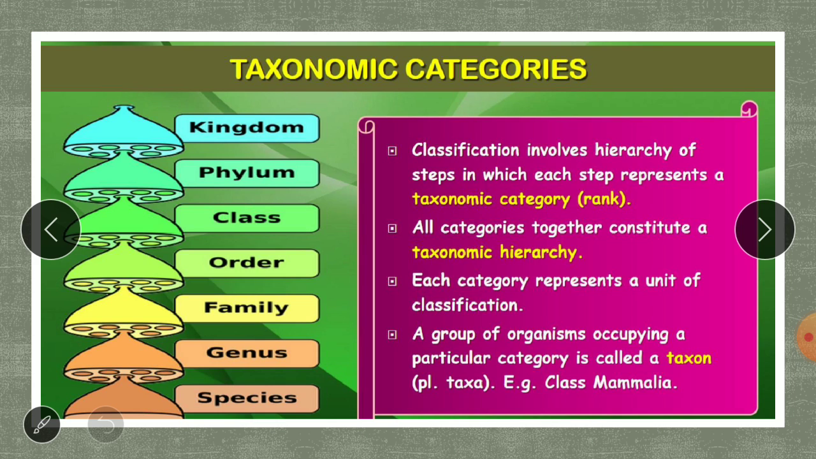Today we are starting with taxonomic categories. Before going to taxonomic categories, let us first see what classification is. Classification is the process by which anything is grouped into convenient categories based on some easily observable characters. Based upon some of the characters of the organism, they are grouping the organisms into groups.